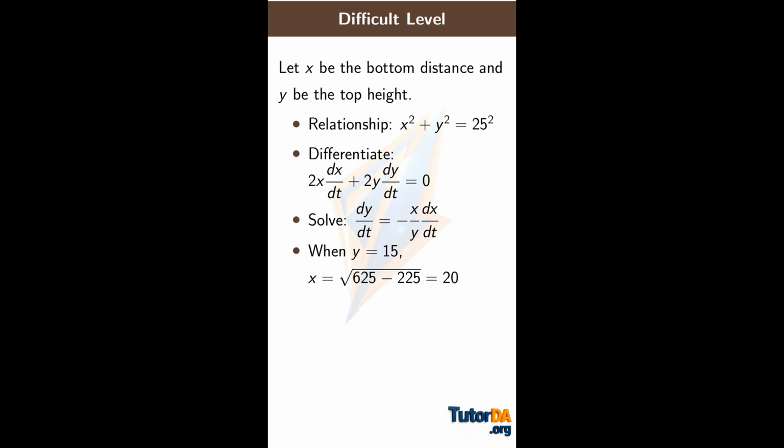When y equals 15, x equals the square root of 625 minus 225, which equals 20. Then dy over dt equals minus 20 over 15 times 4, which equals minus 16 over 3 feet per second.